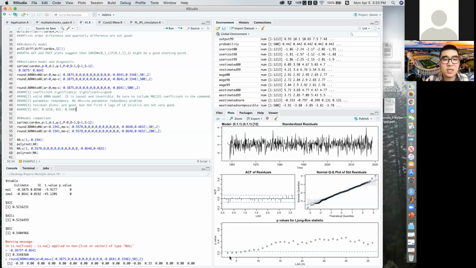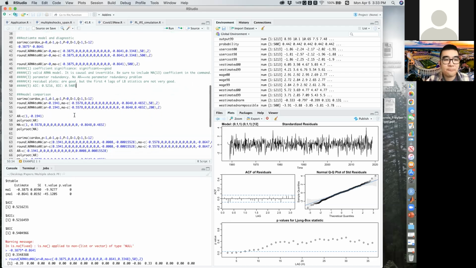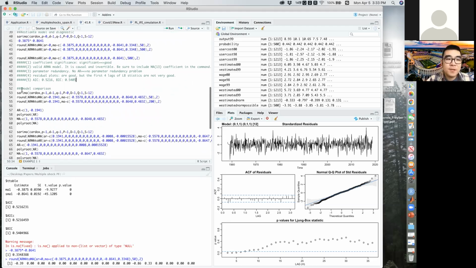The only thing that I'm a little bit concerned about is the first 4 lags, or maybe 6 lags, I don't know, of the LB statistic. So given this, how about we try some other models and see if they are better than this model, or if other models can address this LB statistics problem. So then that's our model comparison.